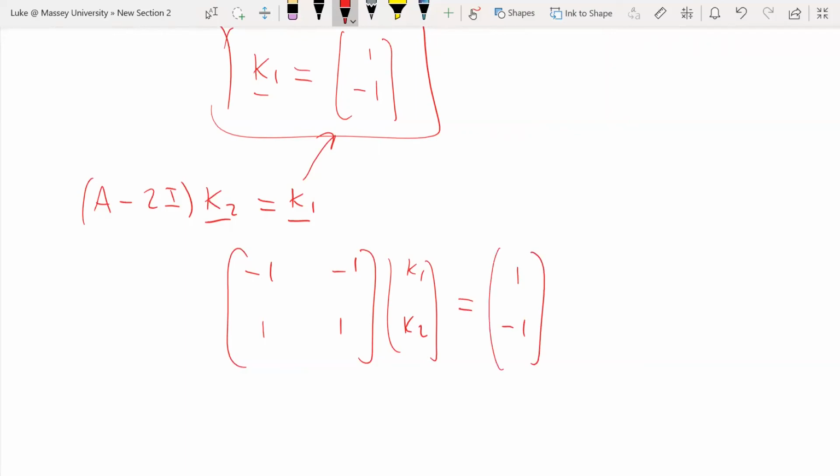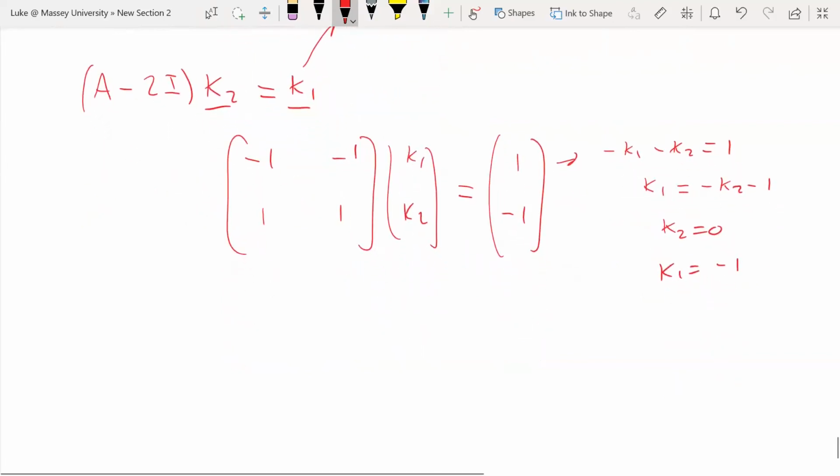Okay, so now we can actually get some information out of here. Which line should I start with? The first line is saying negative K1, negative K2 equals 1. Or in other words, K1 is equal to negative K2 minus 1. So let's just choose K2 to be 0. If I choose K2 equals 0, then K1 is going to be negative 1. So my second linearly independent eigenvector is negative 1, 0.